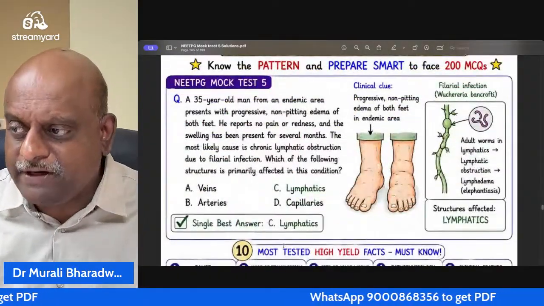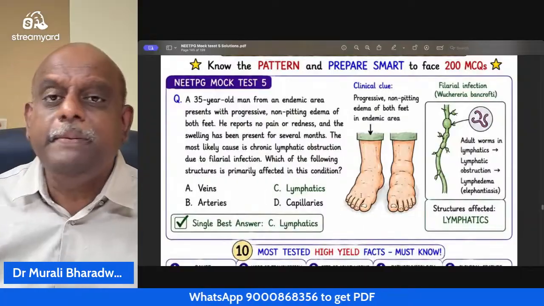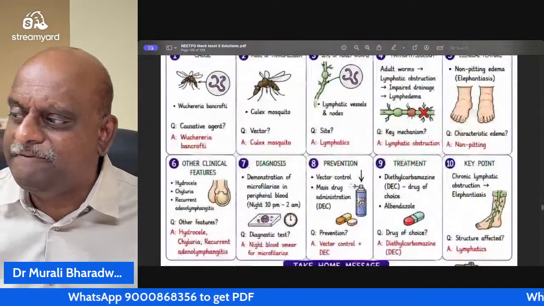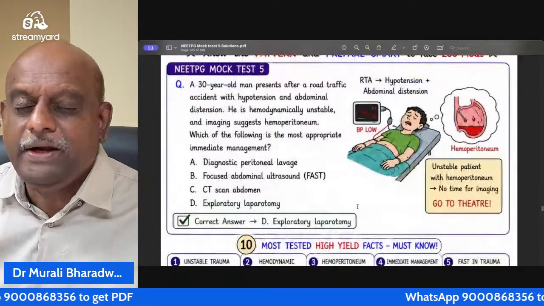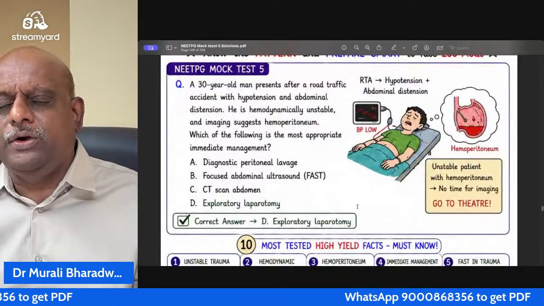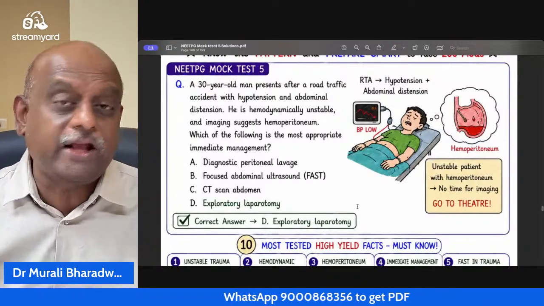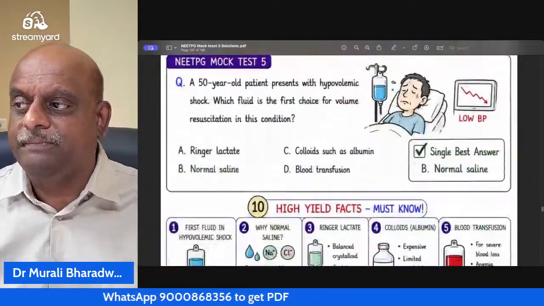In filarial infection, a progressive non-pitting edema of both feet in endemic areas is filariasis, and lymphatics are the ones which are involved. Whenever the patient is unstable with hemoperitoneum in a road traffic accident, the best way to treat is exploratory laparotomy, which is considered to be the treatment of choice.